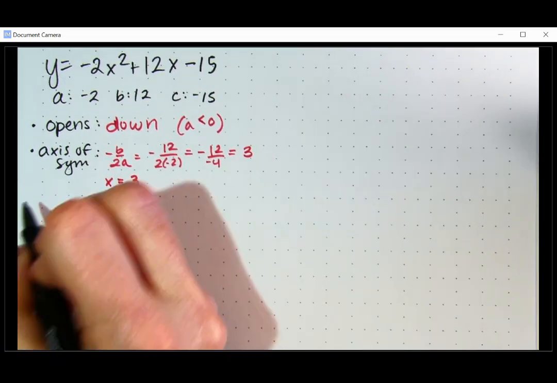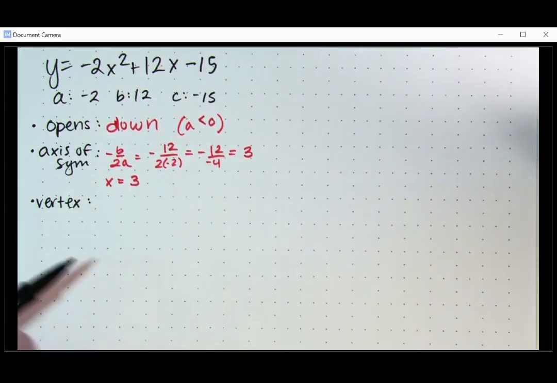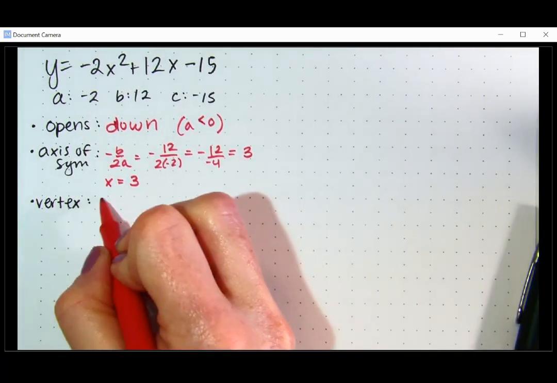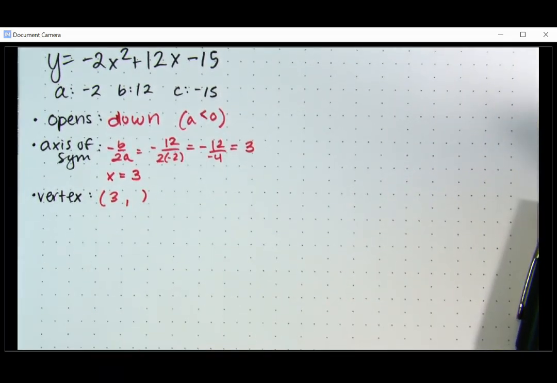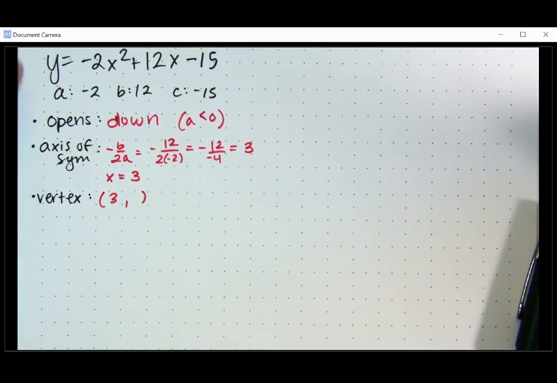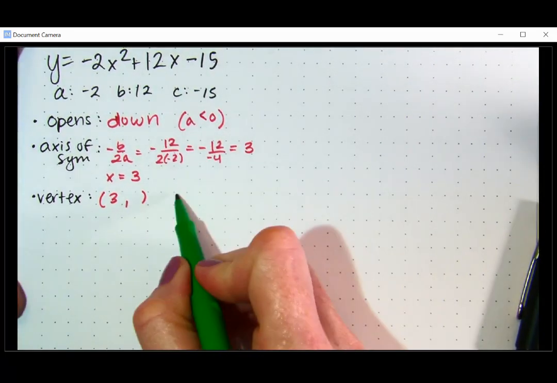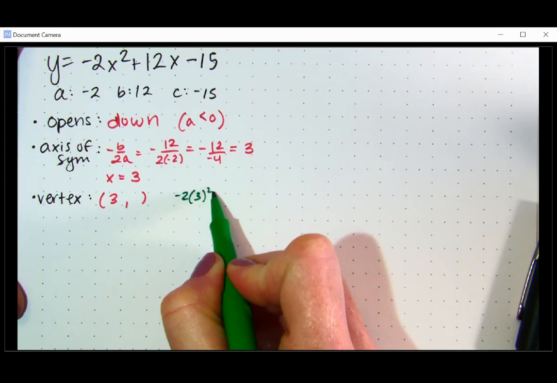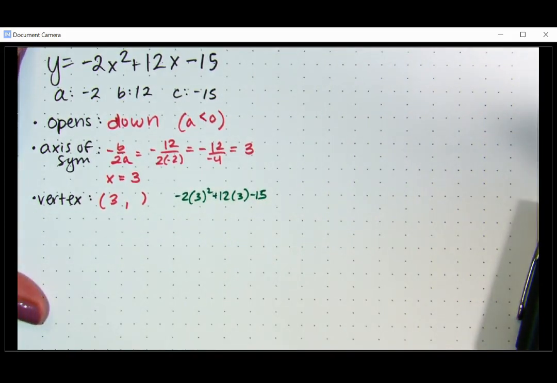Then for the vertex, I know that my x coordinate is 3. I have to figure out now what the y coordinate is. So we're going to go in and we're going to substitute a 3 in for the x. And just do our math.